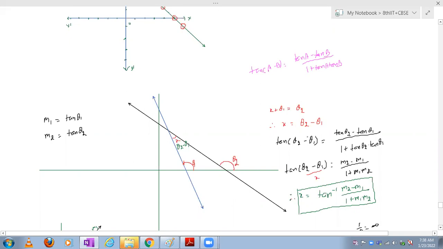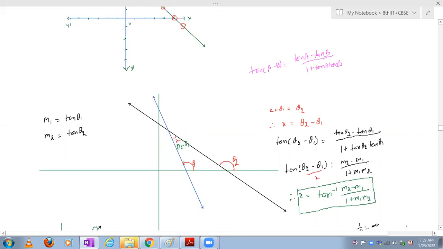So tan of (theta 2 minus theta 1) is equal to (tan theta 2 minus tan theta 1) by (1 plus tan theta 2 tan theta 1), writing theta 2 and theta 1 in place of A and B. Tan theta 1 means m1, tan theta 2 means m2. Already I told that the tan of the angle of inclination is the slope. So it is (m2 minus m1) by (1 plus m1 m2).